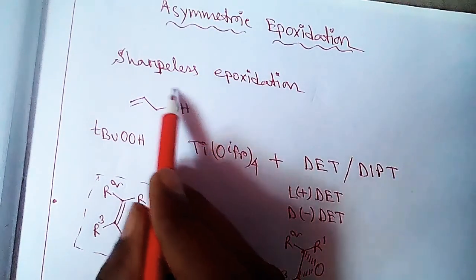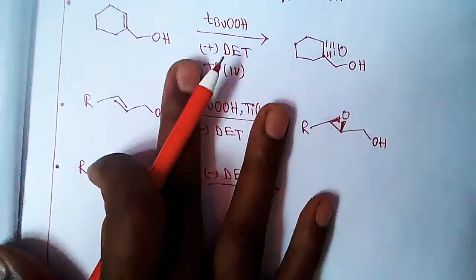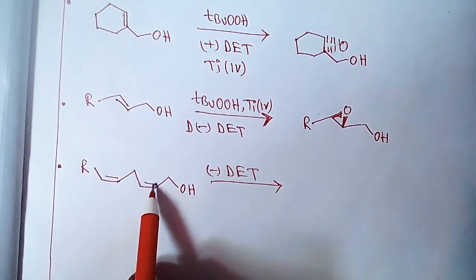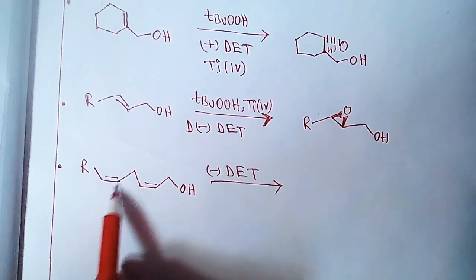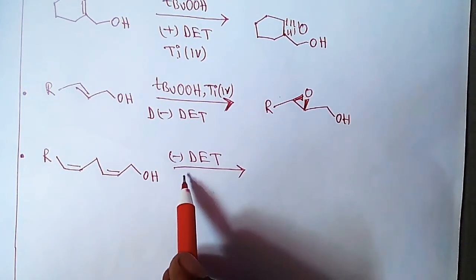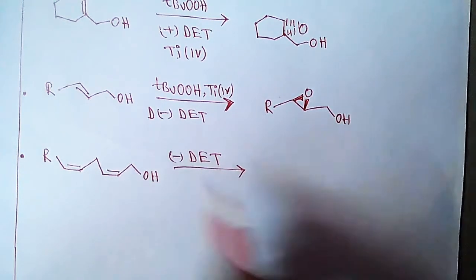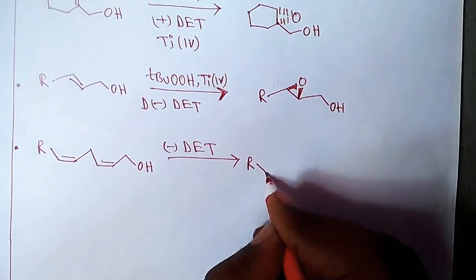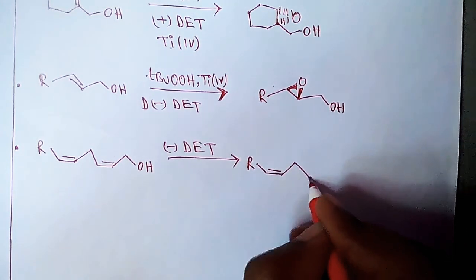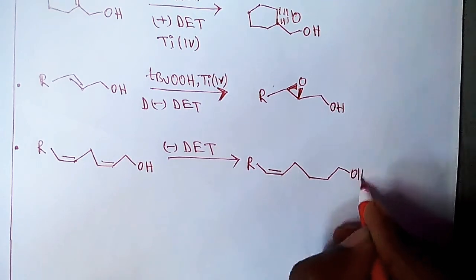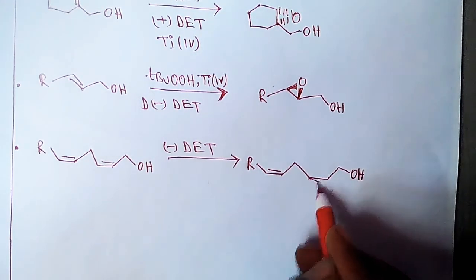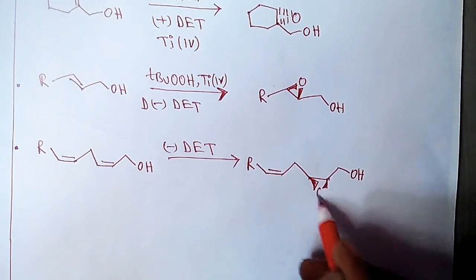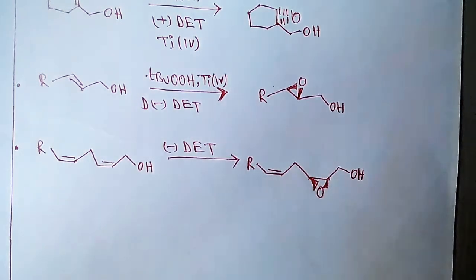As I said, Sharpless epoxidation is highly specific for allylic alcohol. Now see, in this example there are two double bonds. One double bond is in the allylic alcohol, another double bond is isolated, a simple alkene. So in Sharpless epoxidation, the allylic double bond will be oxidized. As it is D minus DET, it will form the oxide from the upper side.